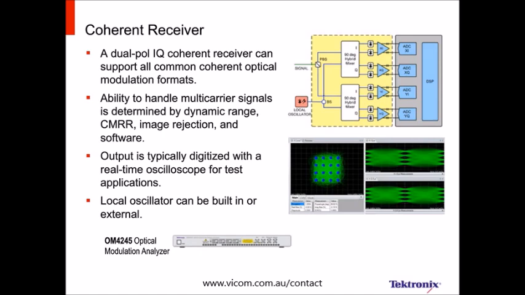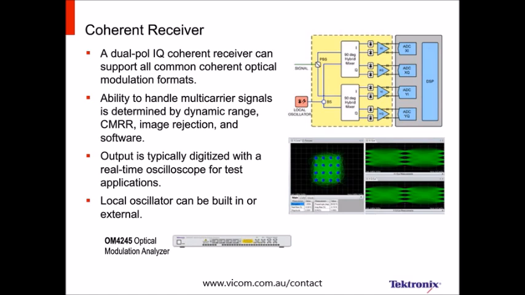And then once you have the down-converted optical signal down to baseband, it needs to be digitized and processed so that you can actually see the constellation and eye diagrams. So when you look at a coherent receiver for test and measurement purposes, one thing to keep in mind in order to handle multi-carrier signals is the dynamic range, the common mode rejection ratio, image rejection. All these things weigh on how able the receiver is to handle more than one signal.